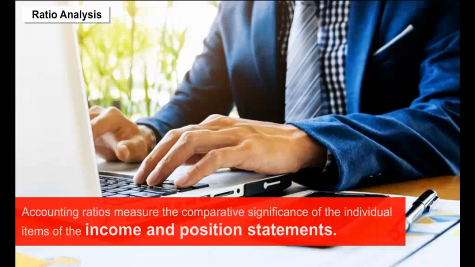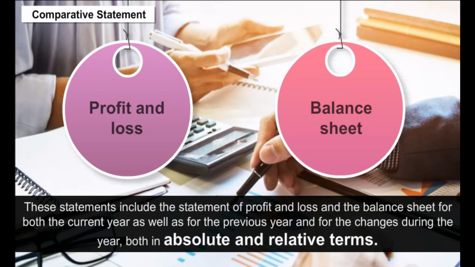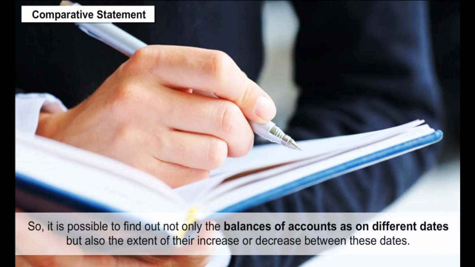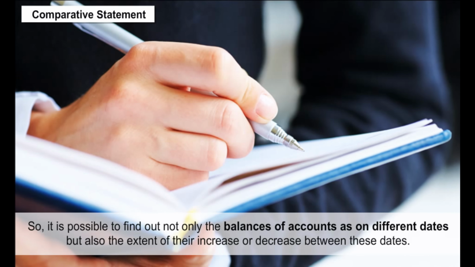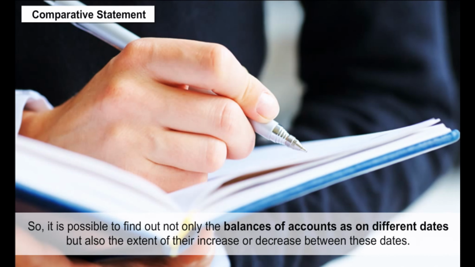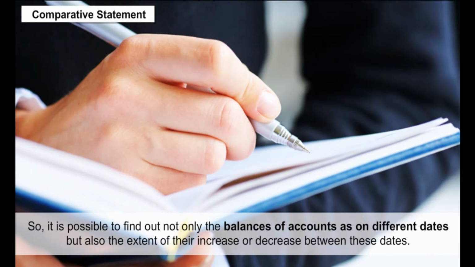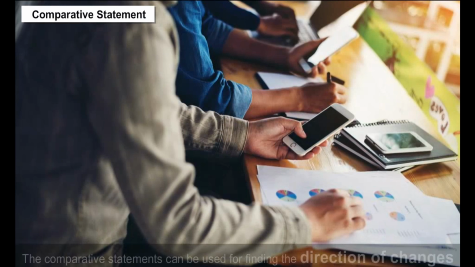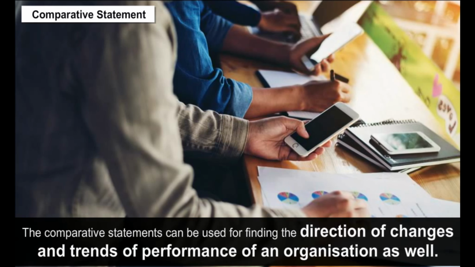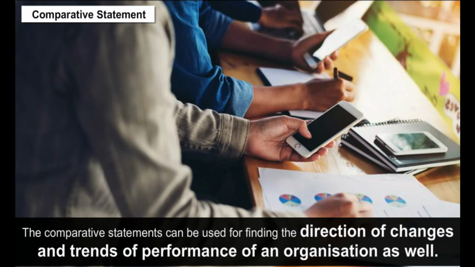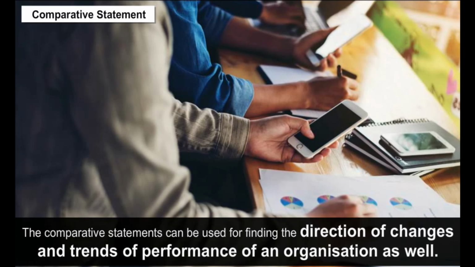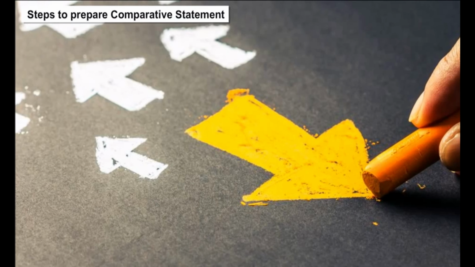Comparative statement. These statements include the statement of profit and loss and the balance sheet for both the current year as well as for the previous year, and for the changes during the year, both in absolute and relative terms. So, it is possible to find out not only the balances of accounts as on different dates, but also the extent of their increase or decrease between these dates. The comparative statements can be used for finding the direction of changes and trends of performance of an organization as well.